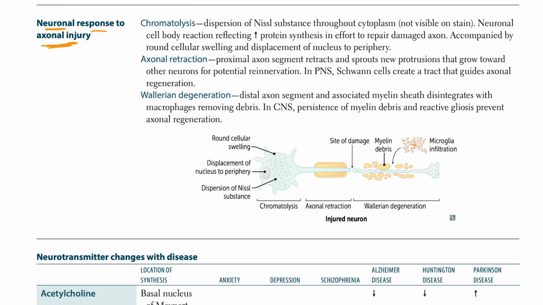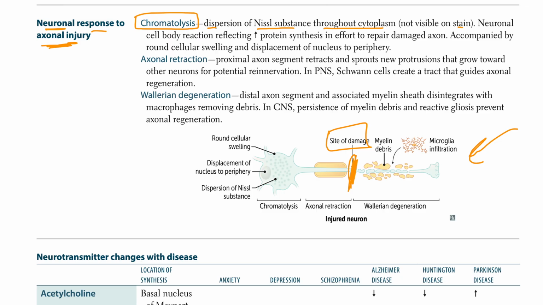When the axon is cut, looking at this picture here, this is an axon. When you have the axon getting injured right at this point, what is going to happen to the neuron itself? Let's look at it. We have principles here. The first thing we have is called chromatolysis. Chromatolysis is the dispersion of the Nissl substance throughout the cytoplasm, not visible on stain.